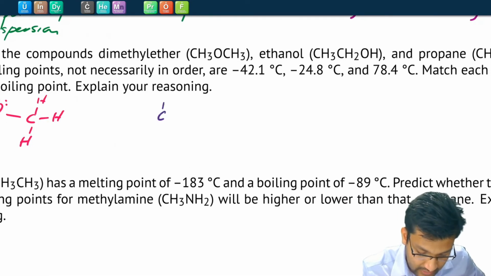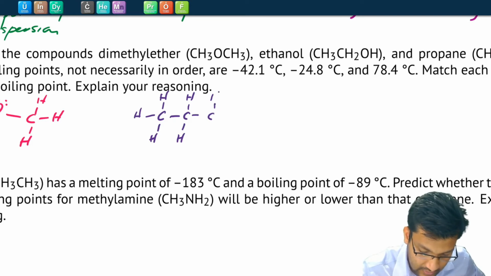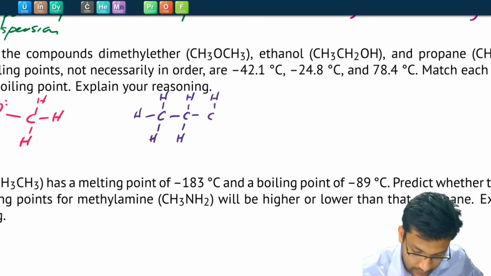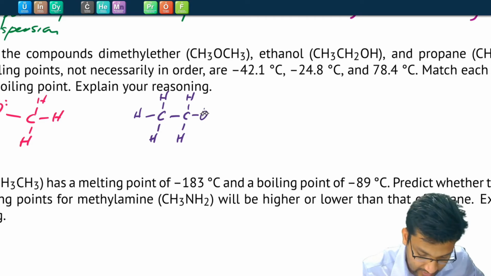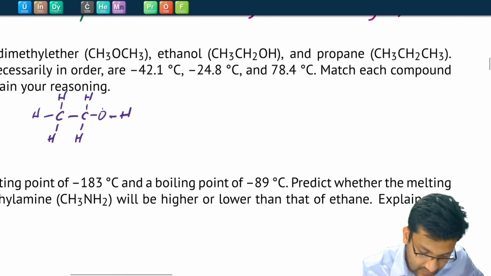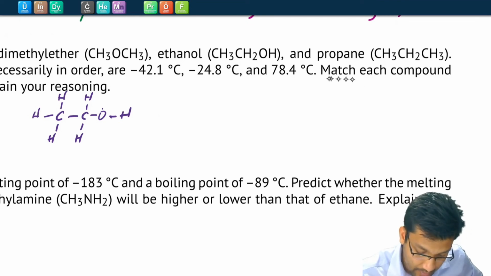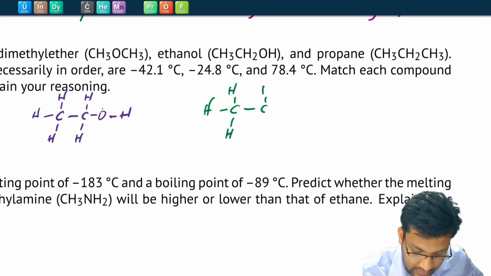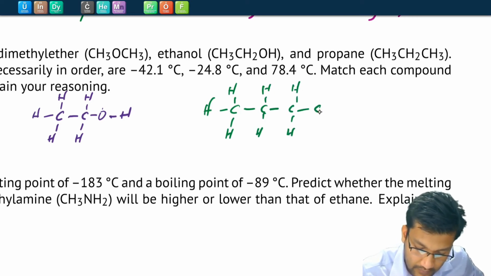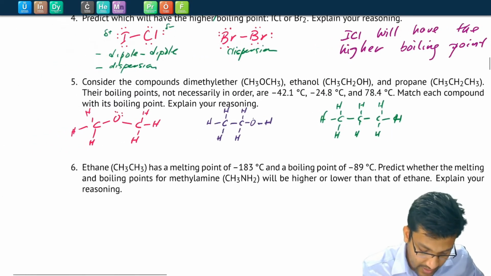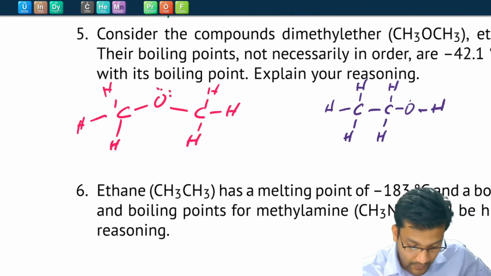Ethanol will be CH3, CH2 like that, and then OH here. There we go. And then finally we have propane, which is just CH3, CH2 like that, and then another CH3. There we go. So let's look at this first molecule.